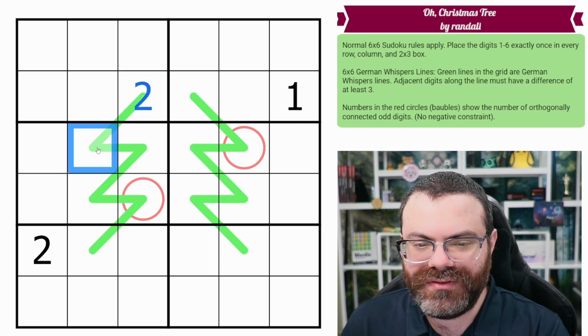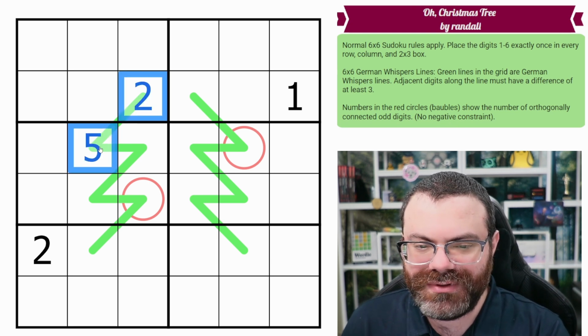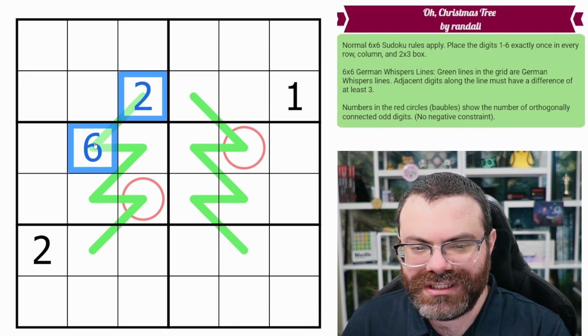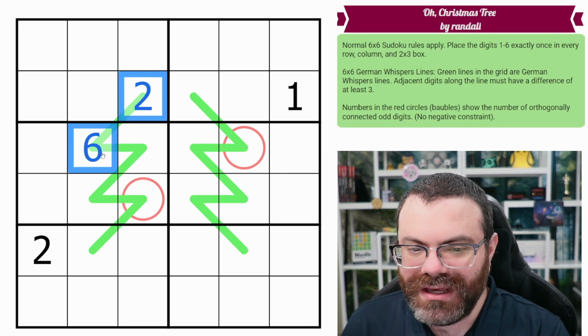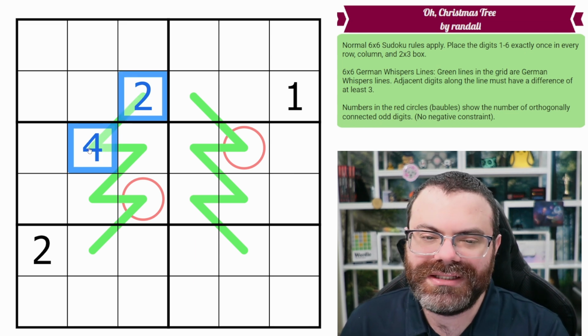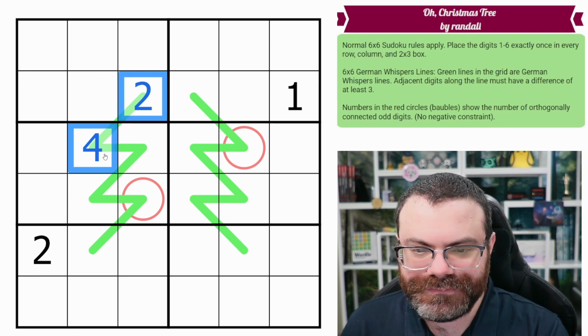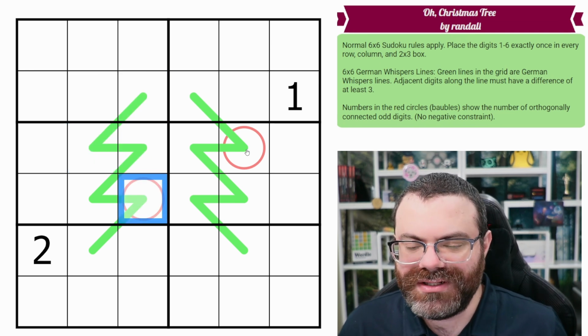So I put a 2 here. This could be a 5, which has a difference of 3 with the 2. Or this could be 6, which has a difference of 4, which is also at least 3. But it can't be 4, for example, because that has a difference of 2. That's not big enough. Additionally, we have these red circles in the grid.